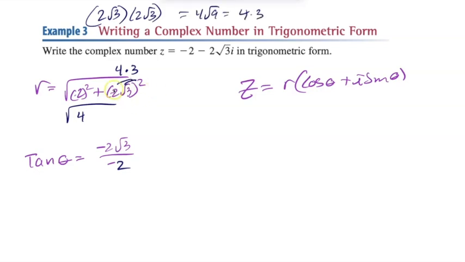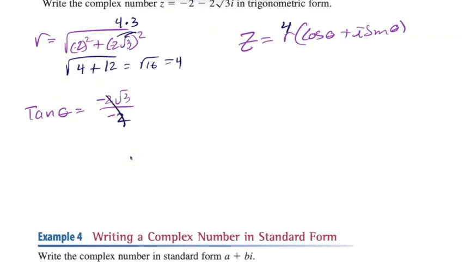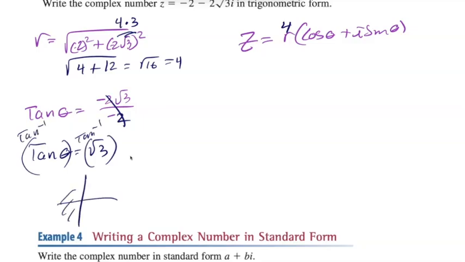Same thing's going on here. 2 squared is 4, radical 3 squared is 3. 4 times 3 is 12. We get square root of 16, which is 4. There's my r. Now theta, we have this, b over a. Well, the negative 2's cancel. We have tan of theta is equal to square root of 3. Inverse tan of both sides. If you use this in your calculator, inverse tan of root 3 is going to give us 60 degrees.